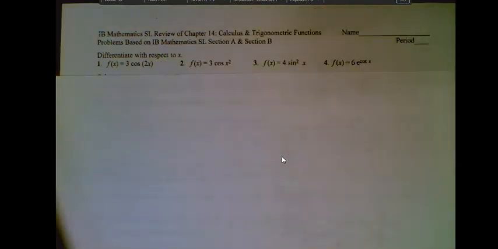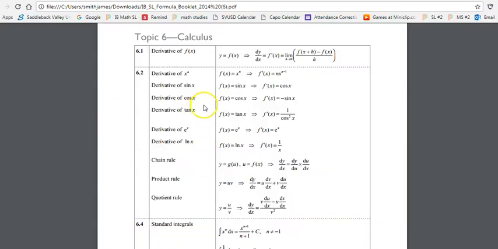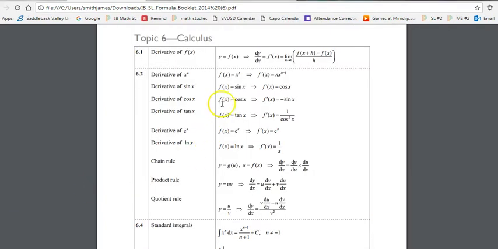As we look at something like this, a couple important things to remember on these. One is, as far as the rules for differentiating, you have those in your formula packet. So when I'm looking for the derivative of cosine, if I don't remember what that is, you can always go to your formula packet. Right here it tells us the derivative of cosine is negative sine.